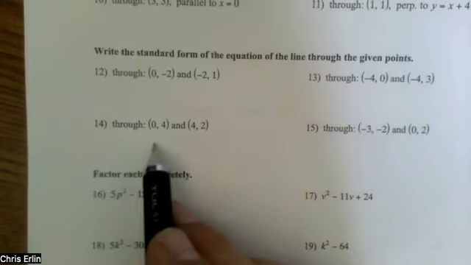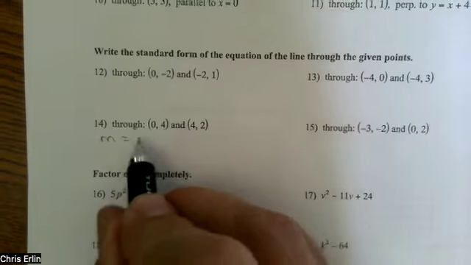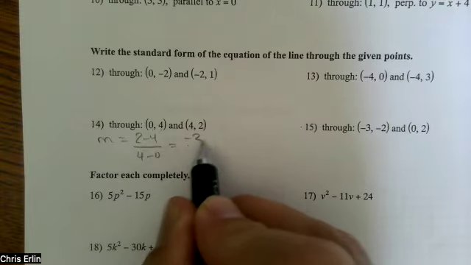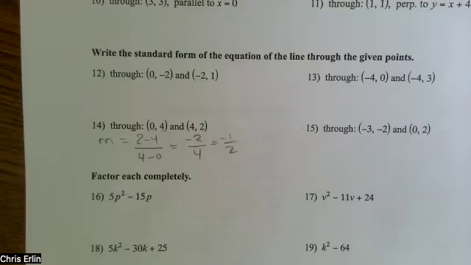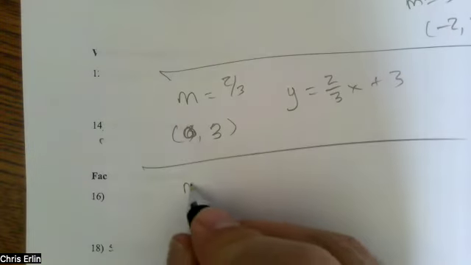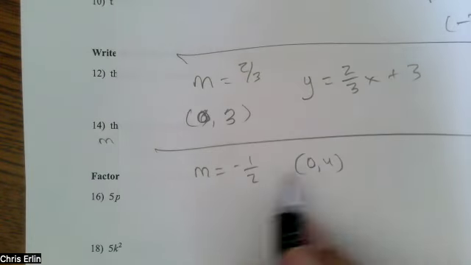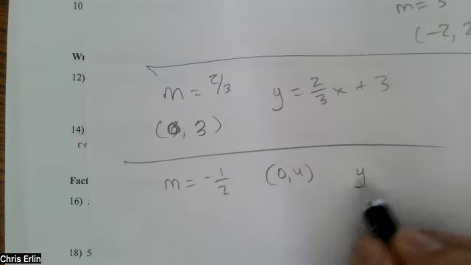Let's try a different one that's a little bit more interesting. How about number 14 here? What's our slope? y2 minus y1, 2 minus 4, over x2 minus x1, 4 minus 0. Negative 2 over 4 reduces to negative 1/2. Now what? I've got a slope. That's helpful. You have a couple of choices. My slope is negative 1/2, and I've got a coordinate of 0, 4. What point is that? The y-intercept. So I have slope intercept, so I can just plug this in.